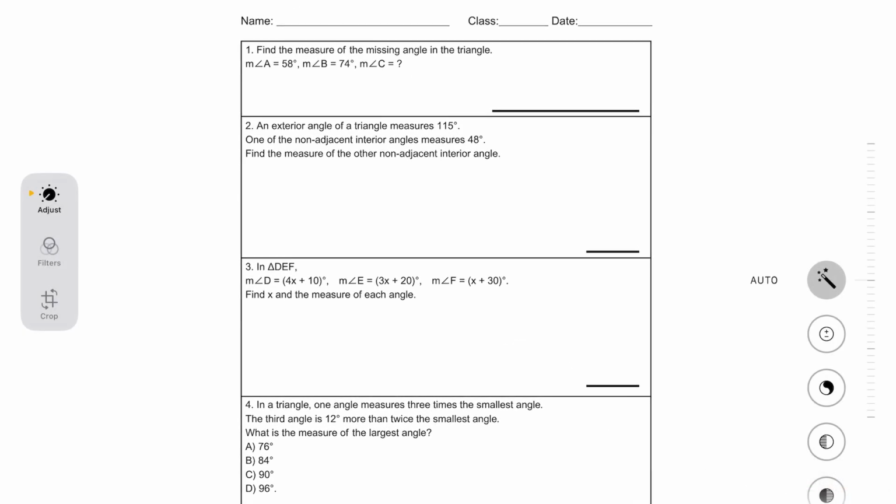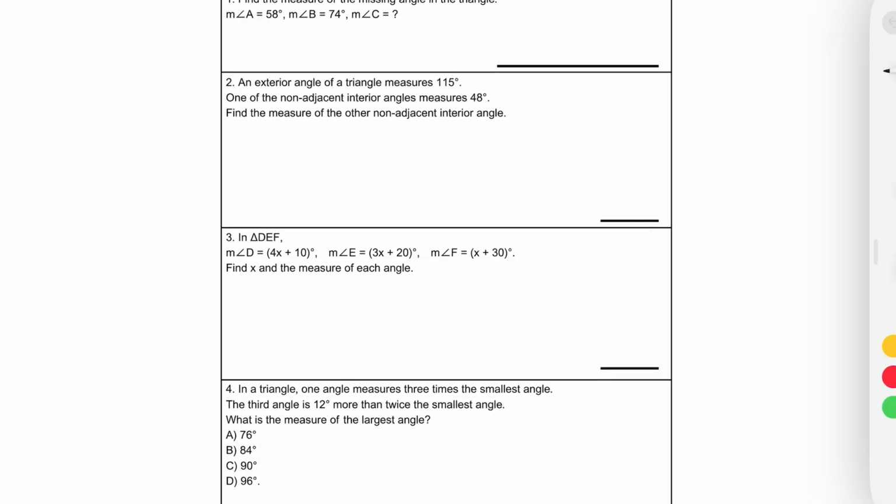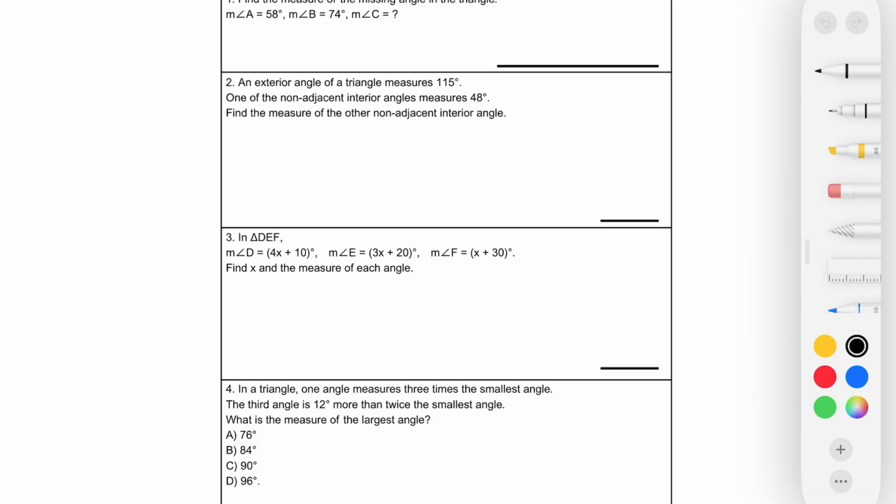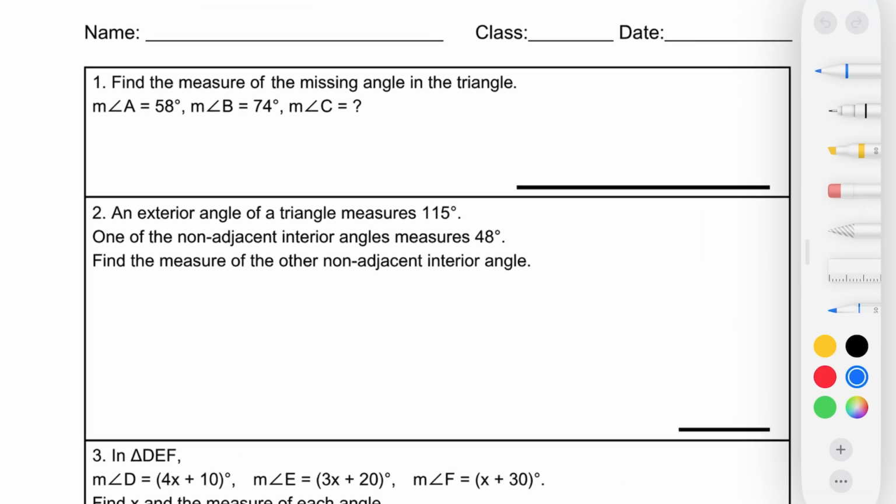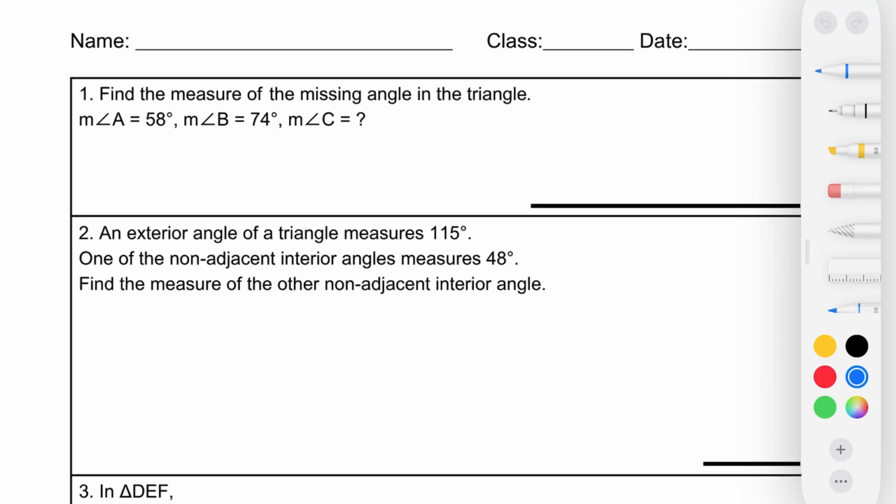All right, the first thing I'm going to do is go over this bell work so you make sure that you have all the correct answers and get 100 on it. So to find the measure of the missing angle in the triangle, you have 3 of them. So 58 plus 74 plus x, because we don't know that one, equals 180.